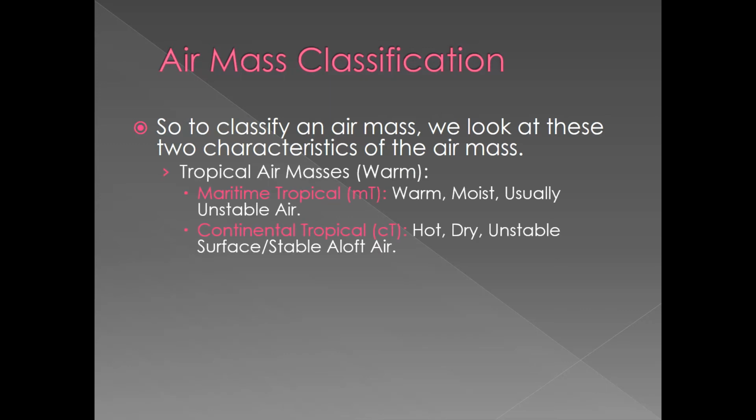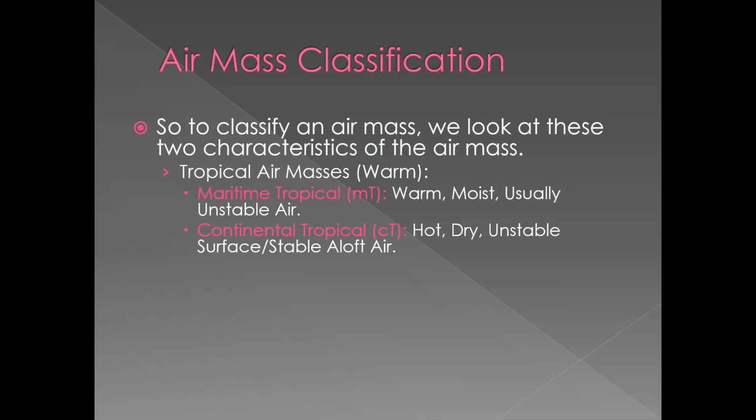The first 2 air masses are called tropical air masses. These form in the tropical latitudes, and they're warm. If a tropical air mass forms over the ocean, it's called a maritime tropical air mass. These are warm, moist, and usually unstable, and this is because there's a lot of heat and a lot of moisture available there. And so you get a lot of thunderstorm formation along maritime tropical air masses.